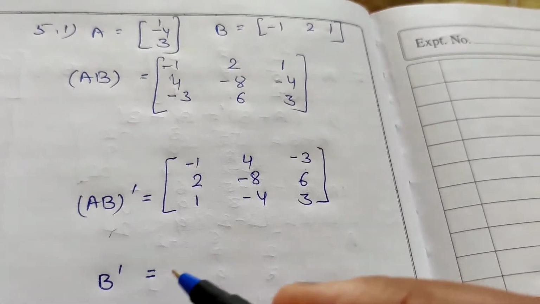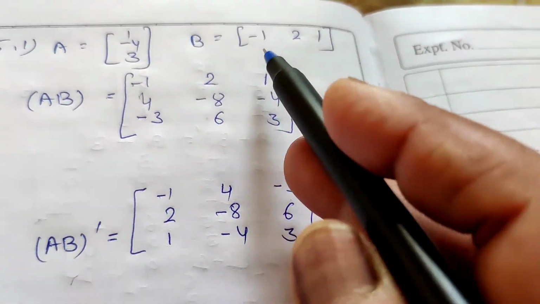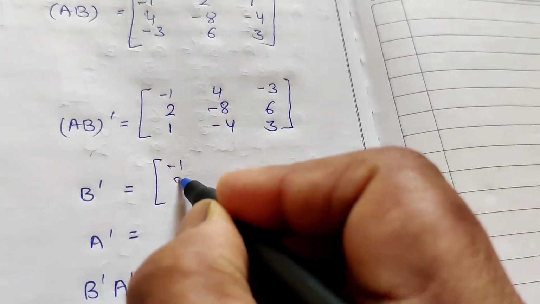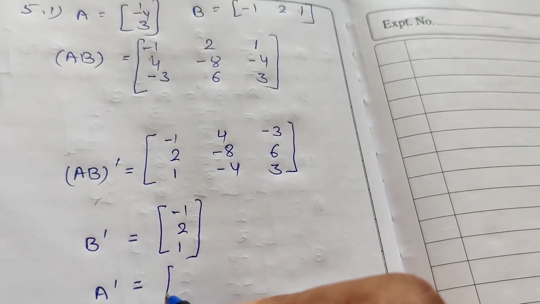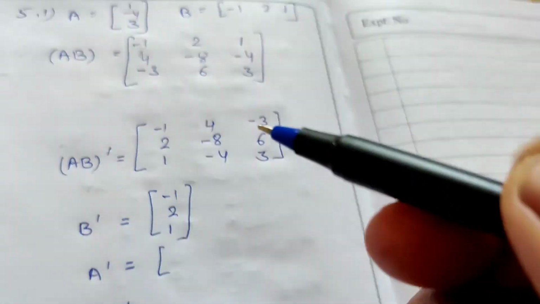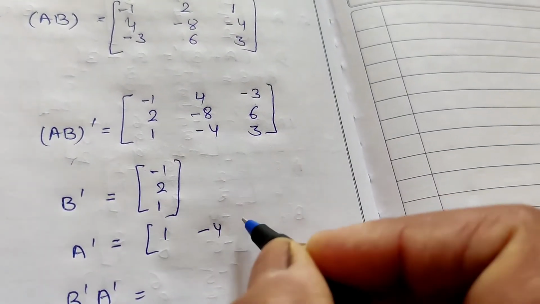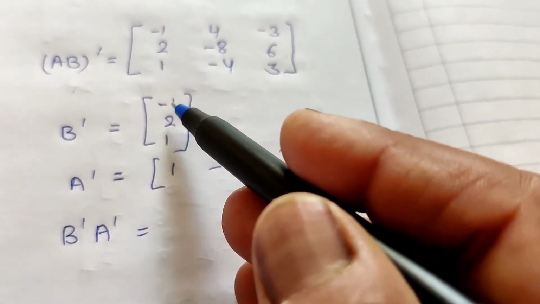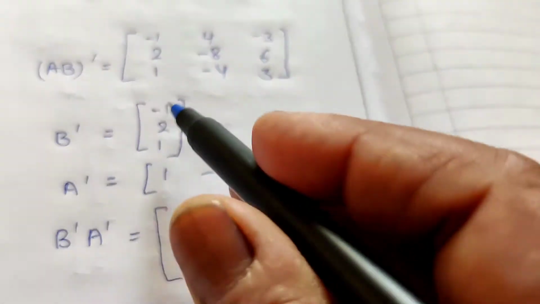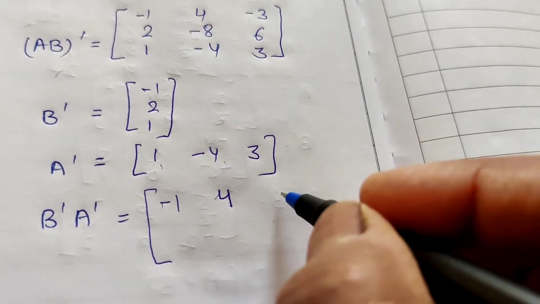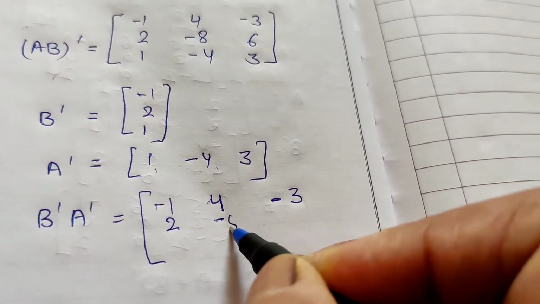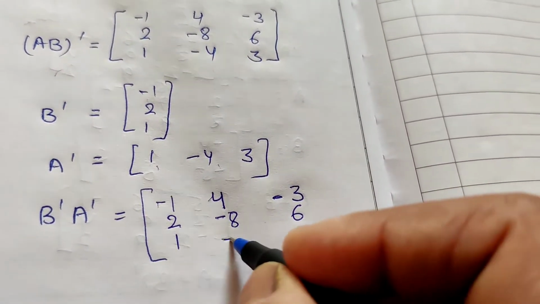Now, B dash and A dash. B dash equal to minus 1, 2, 1. And A dash transpose, 1, minus 4, 3. Now the product B dash A dash. It means first row, first column. Minus 1 into 1, minus 1. Minus 1 into minus 4, 4. 1 minus 1 into 3, this. And 2, 1, minus 8, 6. And 1, minus 4, 3.